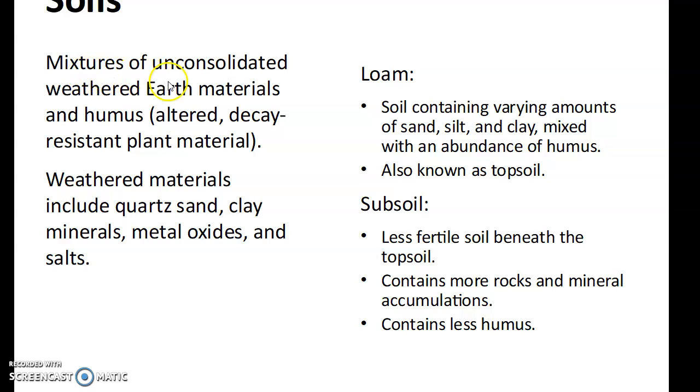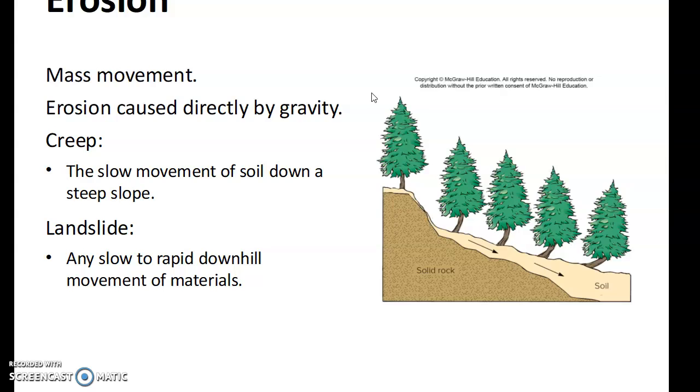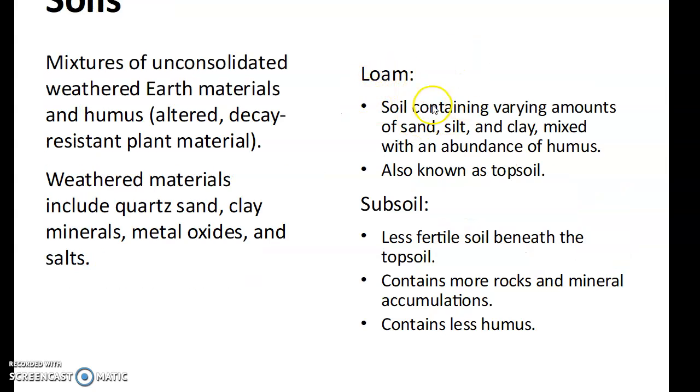Soils are mixtures of unconsolidated weathered earth materials and humus. Humus is the decaying plant material, right? So you have minerals and organic material making up soil. Weathered materials include quartz, sand, clay, metal oxides, and salts. The soil is usually called by other names. Loam, for example, consists of varying amounts of sand, silt, and clay mixed with an abundance of humus, and this is also known as topsoil.